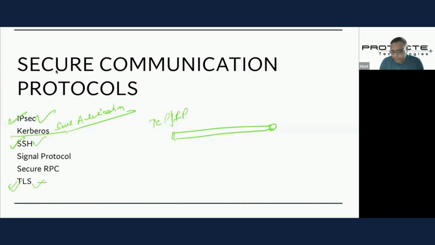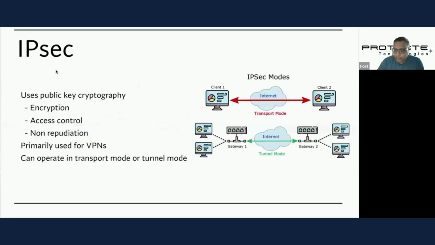TLS helps you in securing web communication. SSH helps you in accessing servers securely. IPSec helps you in establishing VPN. You can create VPN using SSH and TLS also. IPSec is a protocol which is used over TCP/IP primarily for creating VPNs. IPSec has two modes. One is called transport mode and one is called tunnel mode.